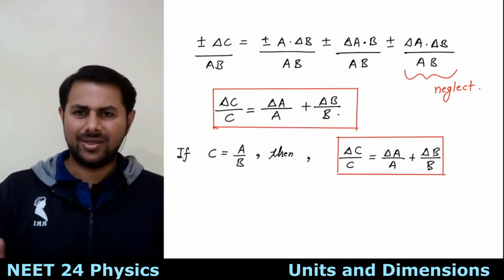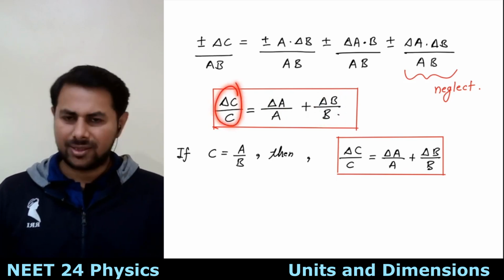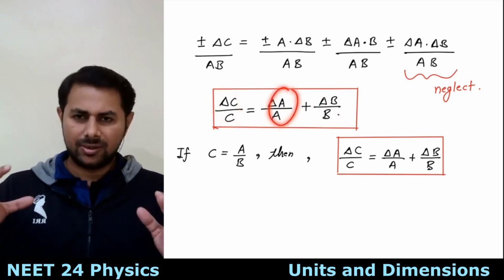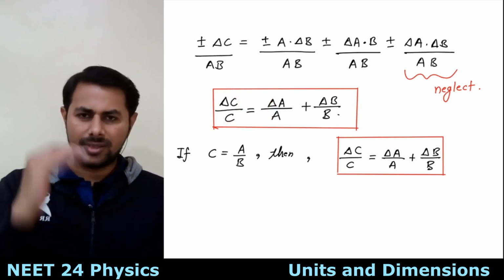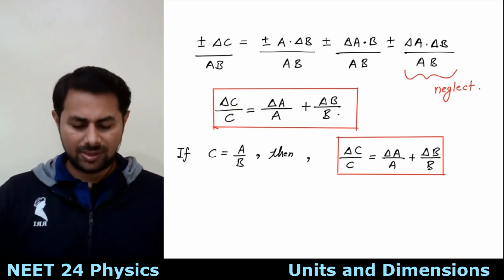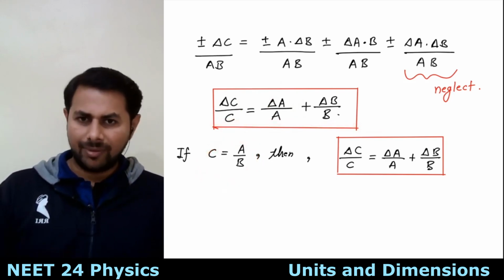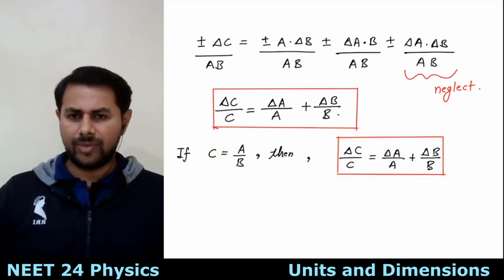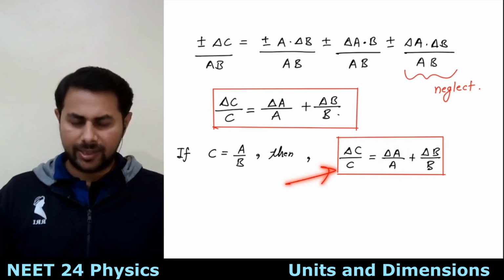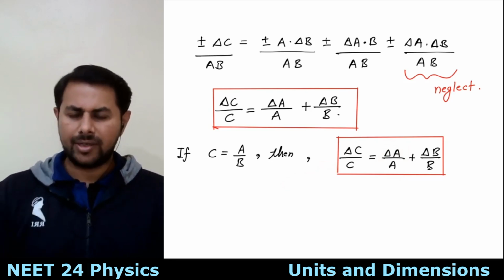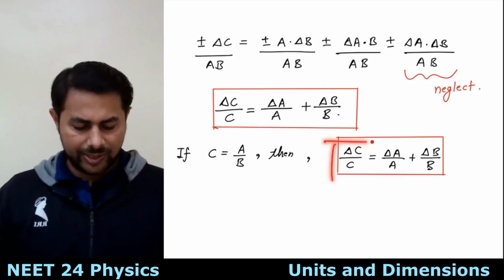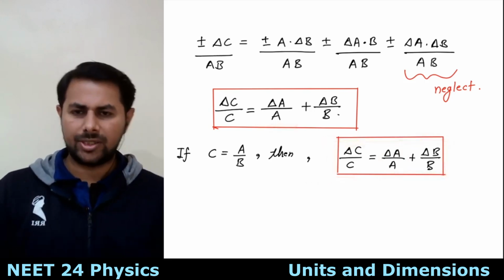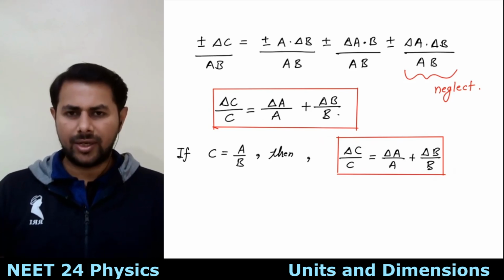So if you multiply two quantities, then the relative error in the resultant is the sum of the relative errors in the two quantities. This is the result. Even if you have C equals A by B, then also the relative error in the resultant, that is C, will be equal to relative error in A plus relative error in B. This one I am not explaining, it's lengthy, but it's similar. So we just need to remember, in case of multiplication or division, relative errors are added up.